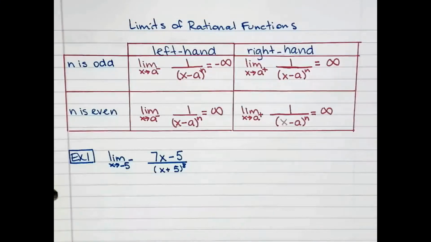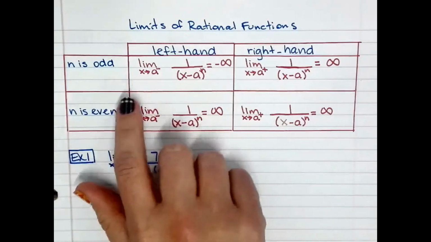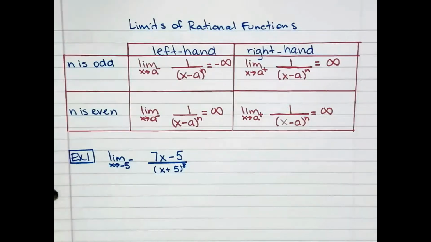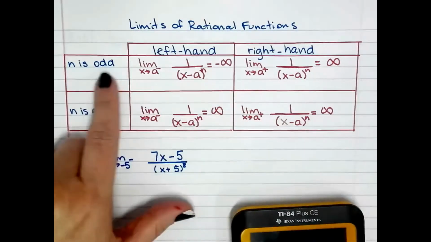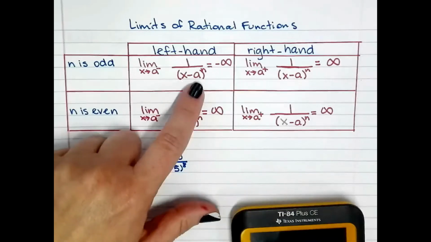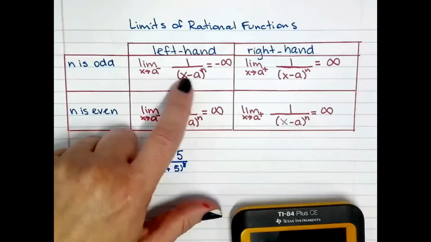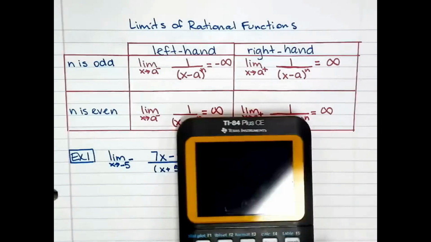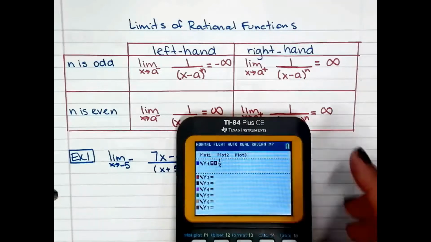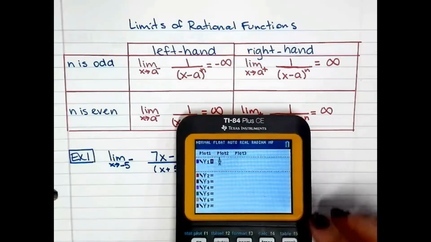Today we're working on limits of rational functions. Before we start doing any examples, I want to talk to you about this pretty little chart I've created and the graphs that go along with it. So let's say that I'm trying to find the left-hand limit of any rational function with an odd exponent. An odd exponent could be to the power of 1, to the power of 3, and we're going to graph a couple so you can see what we're talking about.